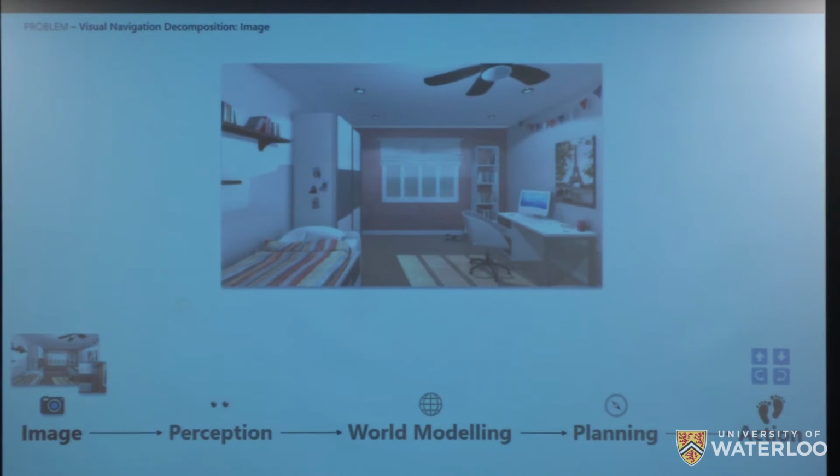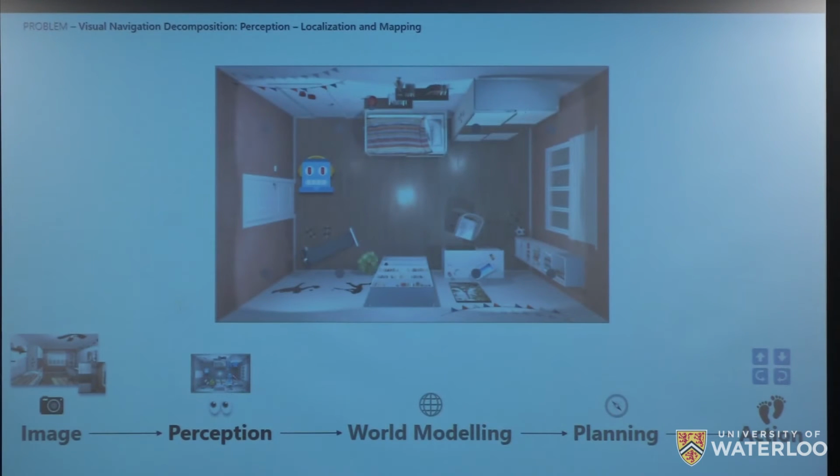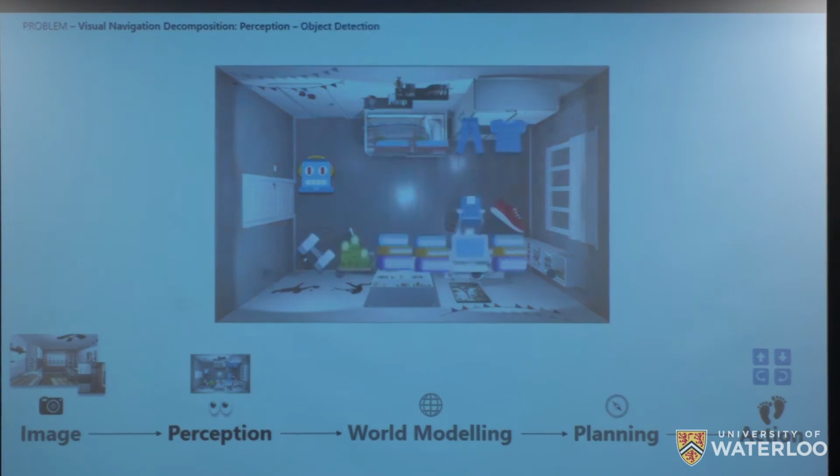So we have this image. We can run some perception algorithm on it, and that typically involves some sort of localization and mapping. So you have the robot, and it builds a map. Here, the map representation we have is an overhead bird's eye view of the world. Another part of perception is detecting objects in the world, such as the bed, the computers, the shirt, the pants. So now we have the objects, we have a map, and we have the robot's location in the map.